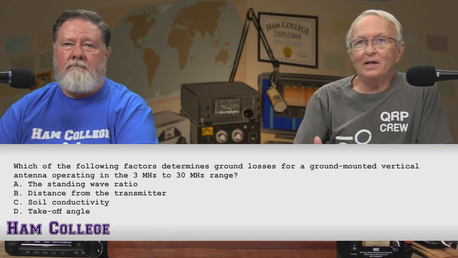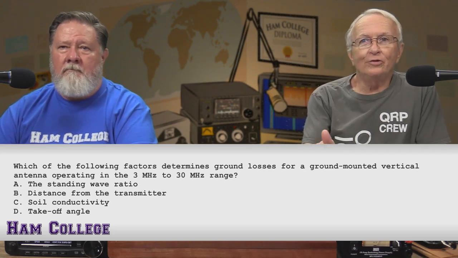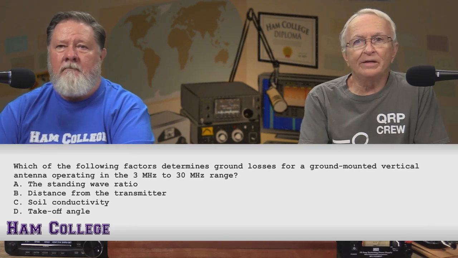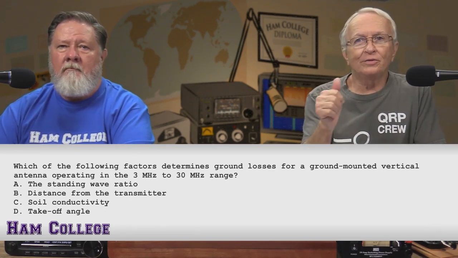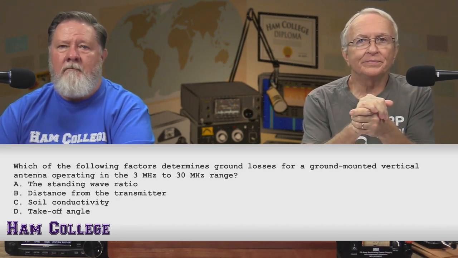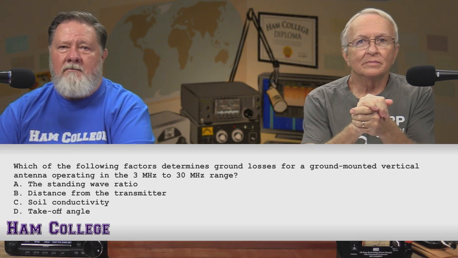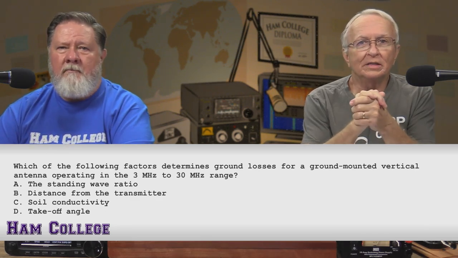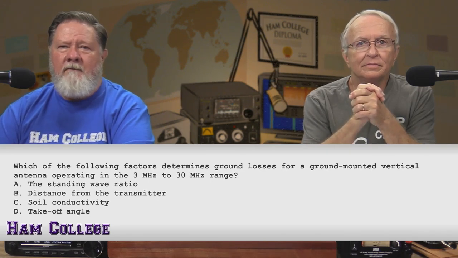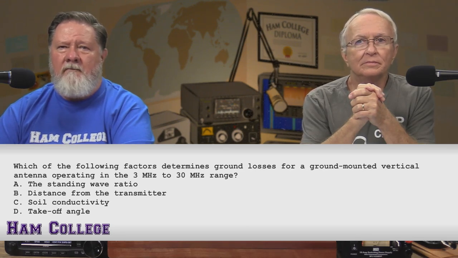Which of the following factors determines ground losses for a ground-mounted vertical antenna operating in the 3 megahertz to 30 megahertz range? A. Standing wave ratio. B. Distance from the transmitter. C. Soil conductivity. Or D. Takeoff angle. Which of the following factors determine ground losses for a ground-mounted vertical antenna operating in the 3 megahertz HF band?